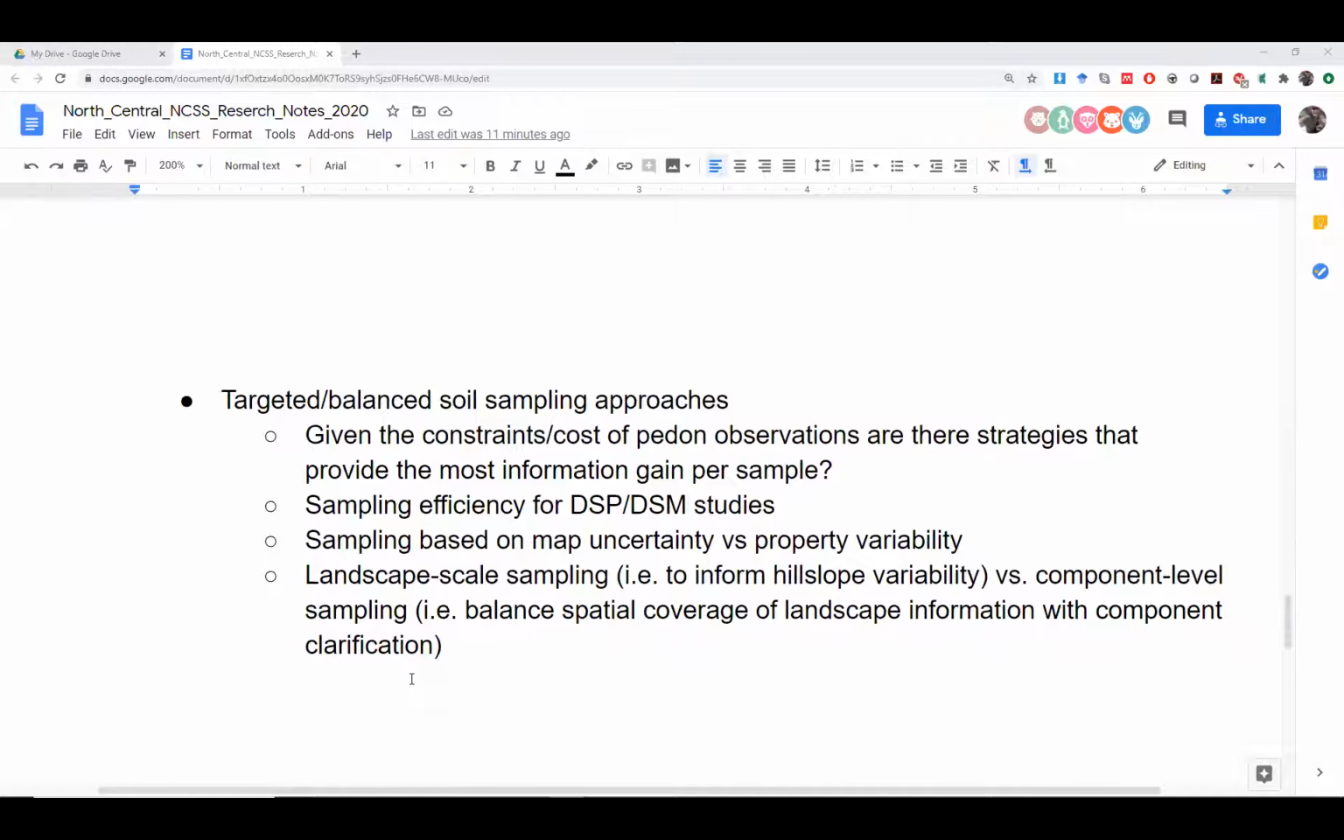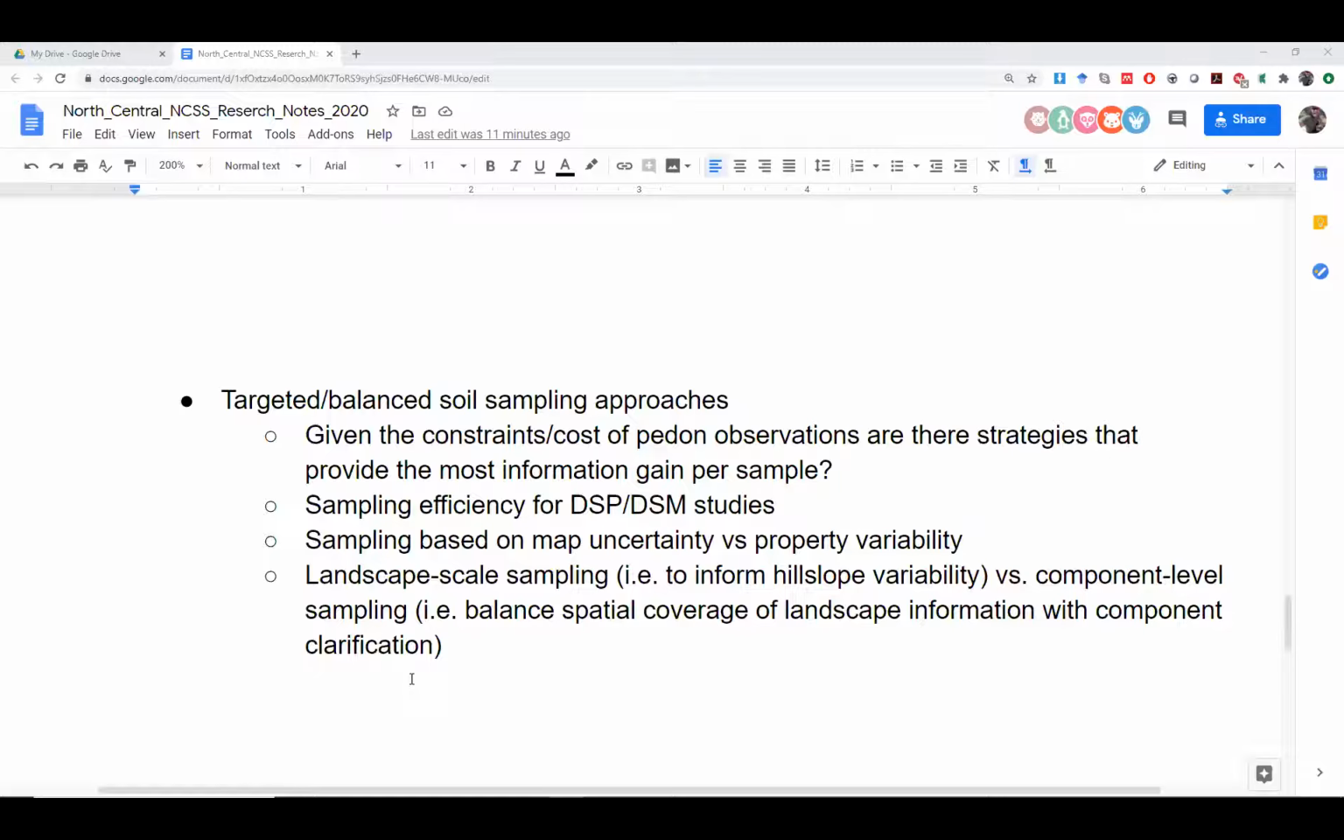And lastly, we had a conversation about something that's near and dear to my heart, which is targeted or balanced soil sampling approaches. So thinking about ways of optimizing sample allocation within soil survey projects that we could provide the most information gain per sample, and thinking about sampling efficiency in terms of the amount of information learned per pedon observation, both for digital soil mapping projects, but also dynamic soil property projects. And is there a way we can design sampling schemes that could realize the potential for both those projects?